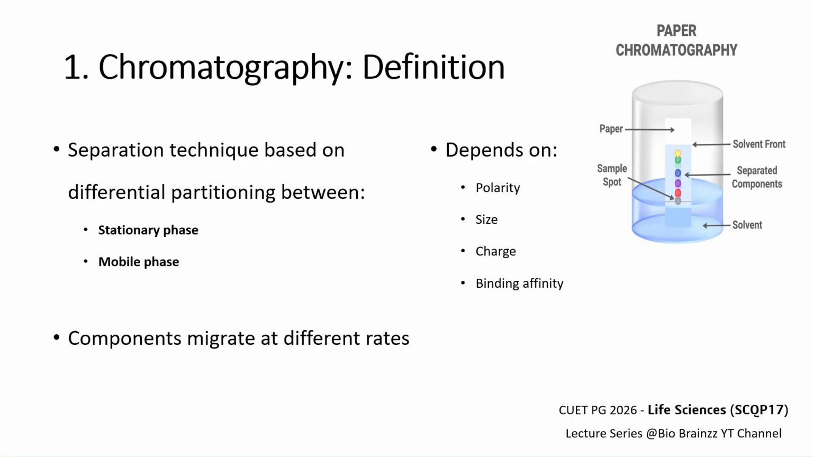Chromatography is a separation technique based on 2 phases. The stationary phase does not move and the mobile phase is the solvent. Different molecules interact differently with these phases, so they migrate at different speeds and get separated. Separation depends on polarity, size, charge, and binding affinity. In short, it separates molecules based on how strongly they interact with the stationary phase versus the mobile phase.